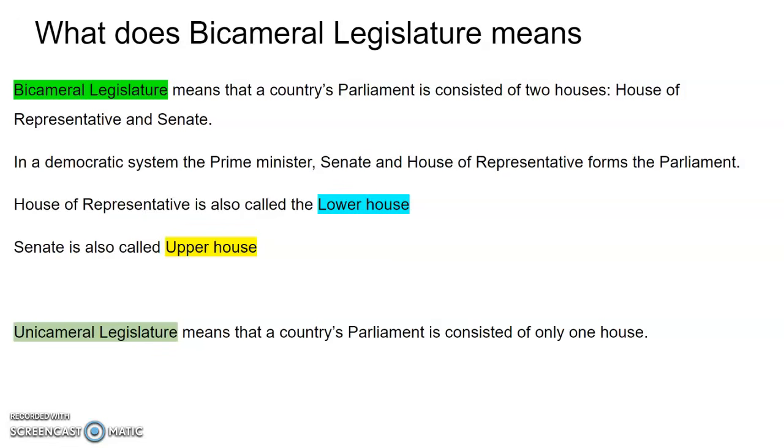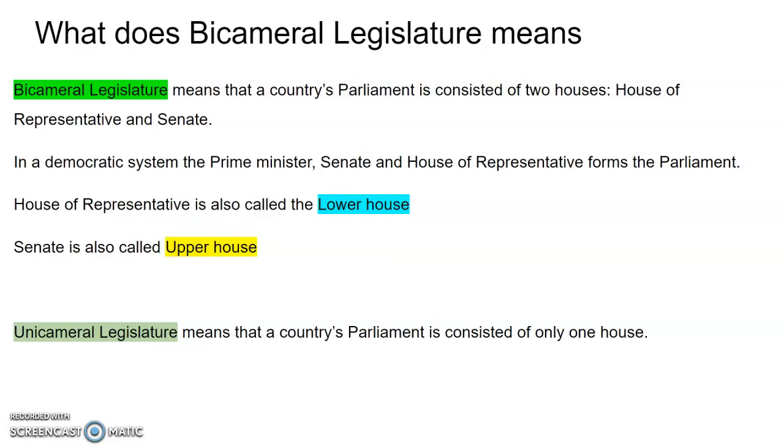So in a democratic system, or a democratic country within the Caribbean, Parliament consists of a bicameral legislature, meaning that there are two houses in Parliament. There are the Senate and the House of Representatives. And the Prime Minister now would complete the Parliament. So in a democratic system, we have the Prime Minister, the Senate, and the House of Representatives forming the Parliament.